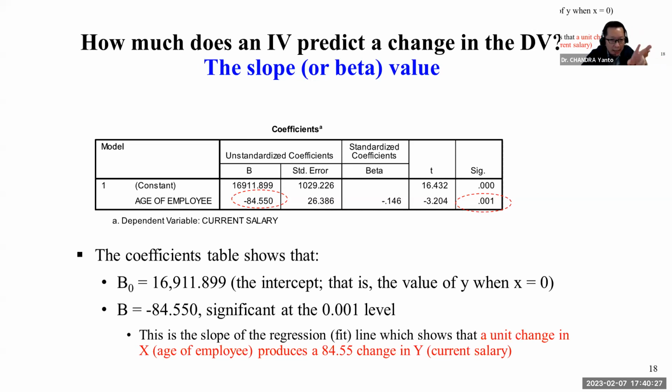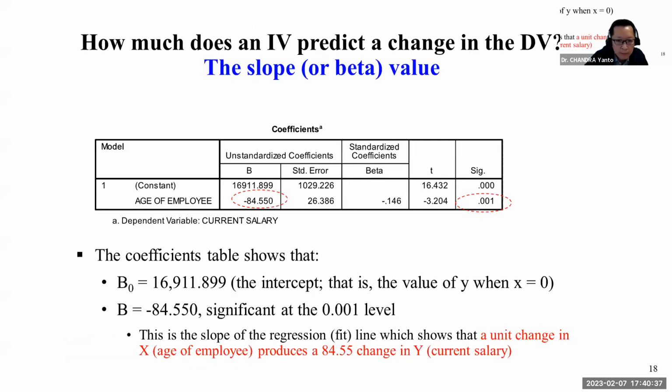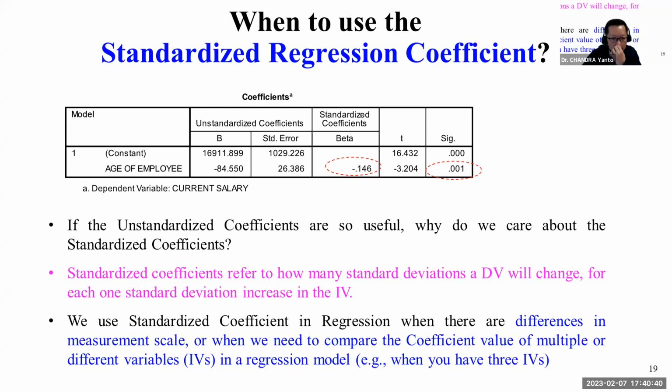So this is just one example of how you interpret the coefficients. And do we look at unstandardized coefficients or standardized coefficients? Using the same example that we looked at early on, if you have only one independent variable, you can use the unstandardized coefficient easily, right? But what if in your research you have multiple independent variables, and each of these independent variables is measured differently in terms of the format of the measurement?